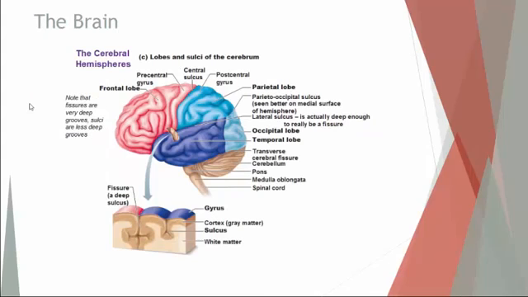Here's a generic image of the brain. The ones that are in color are the various lobes of the cerebrum. And it's important that the lobes are only found in the cerebrum. And they have different colors. This first one in red here is the frontal lobe.